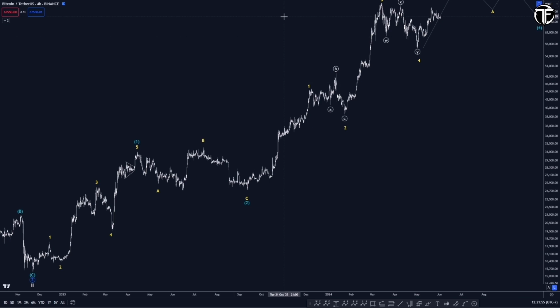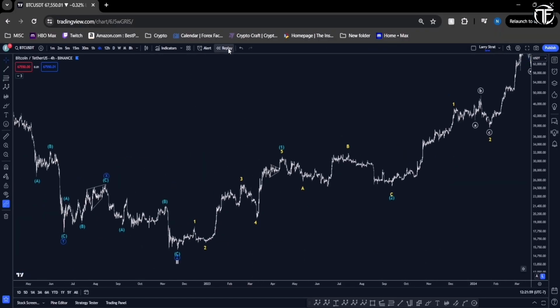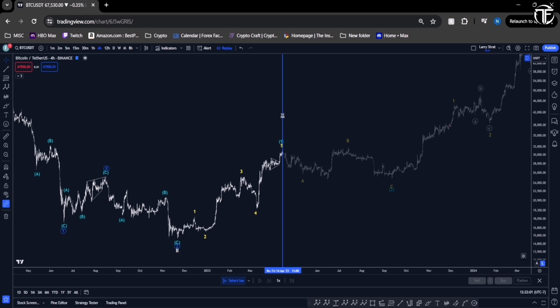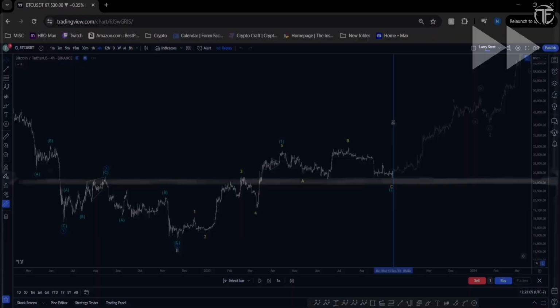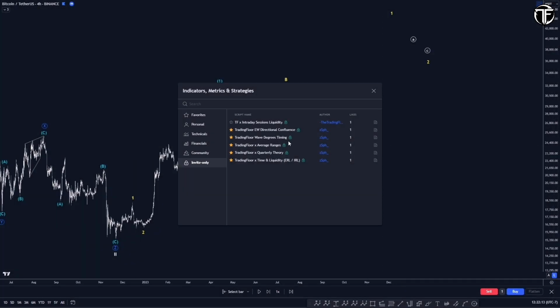I think it might be best to do the replay function here. Let's do the replay function. Let's just take it to this pivot right here. So let me go ahead and bring up the wave degree timing indicator.